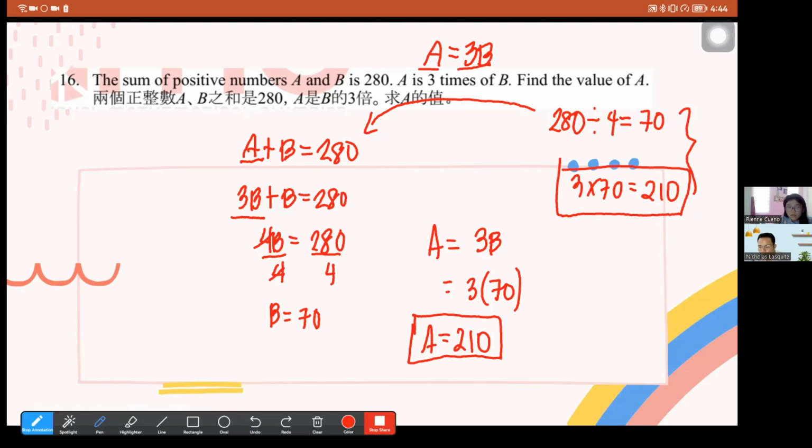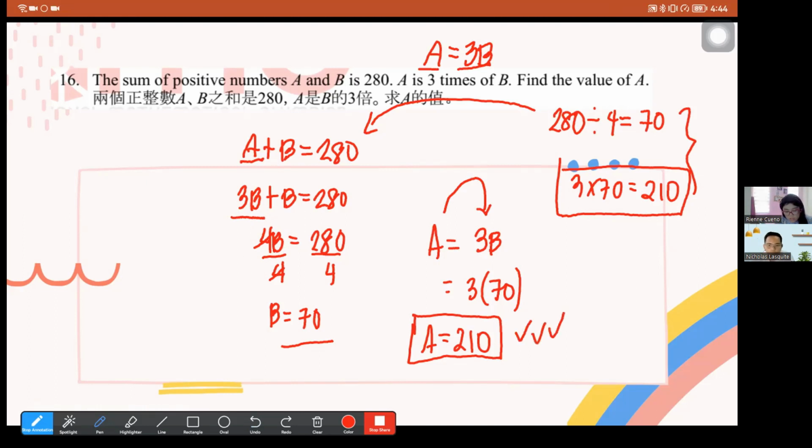Divide 4B by 4 to get B. If you divide 4B by 4, you also divide 280 by 4. So 280 divided by 4 is 70. Since the value of A is 3B, then the value of A is 3 times 70, which is 210.